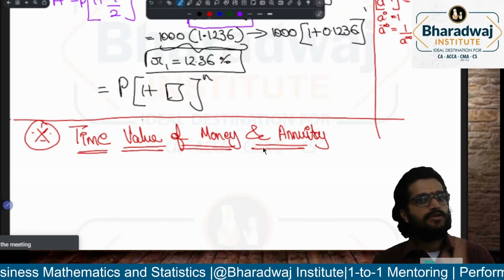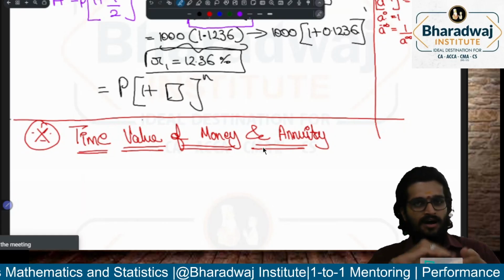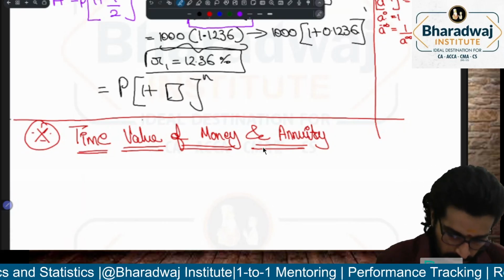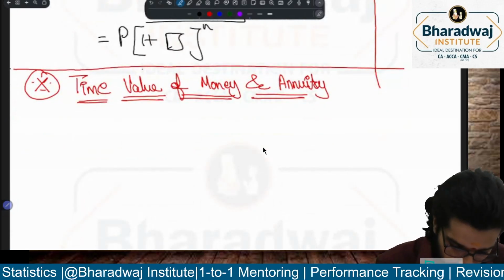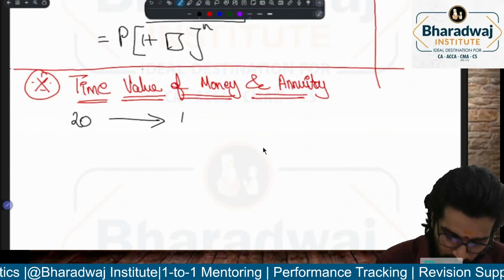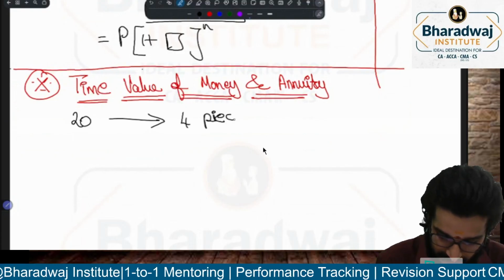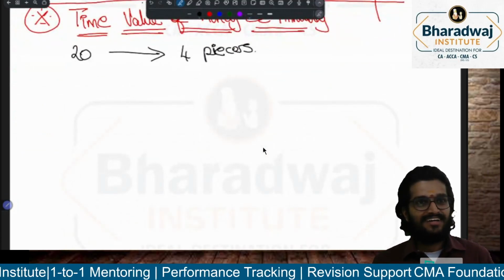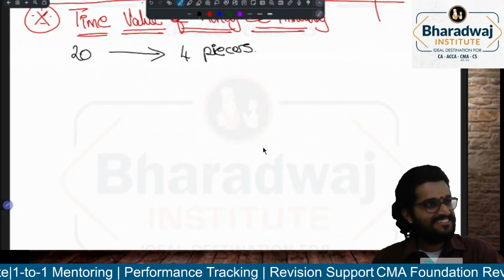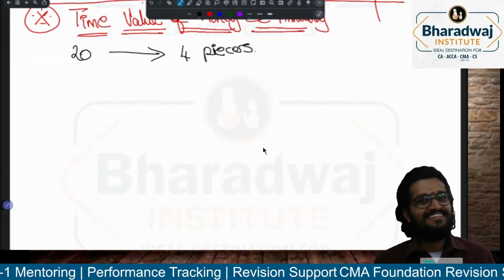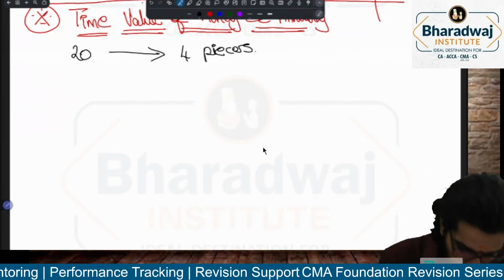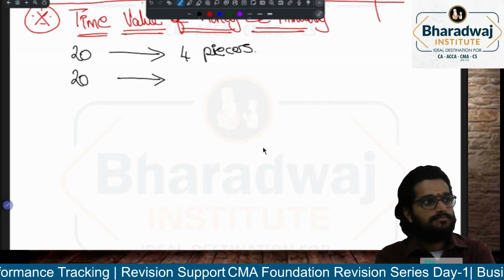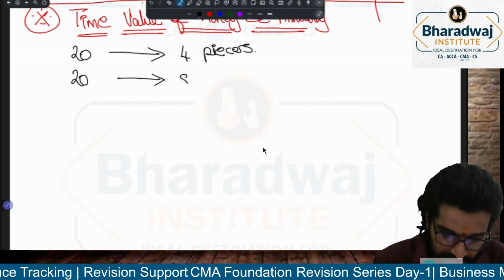How many pieces will you get? 4. So, for 20 rupees, you are getting 4 pieces. Before COVID, that is, a customer 6 years ago, for the same 20 rupees, how many pieces may you expect? 8. A good answer? 8.